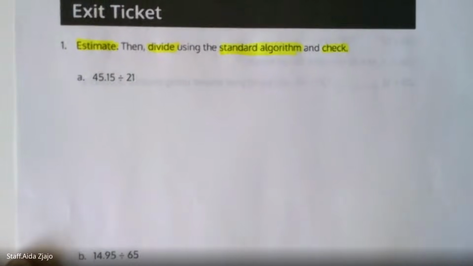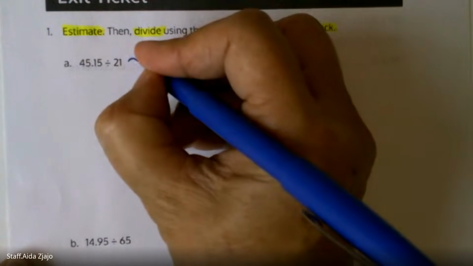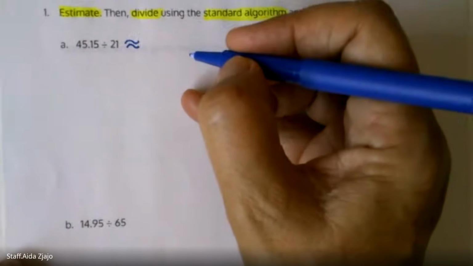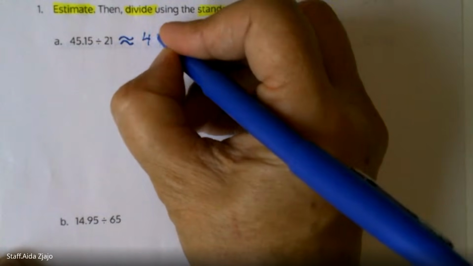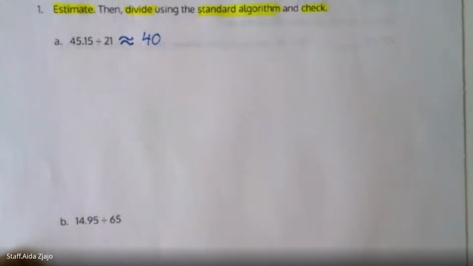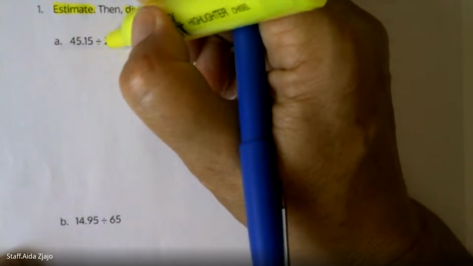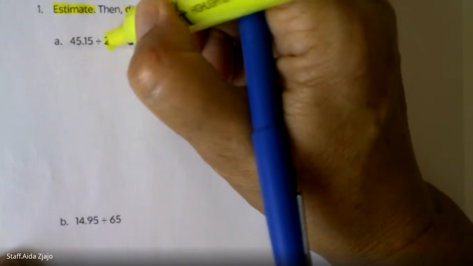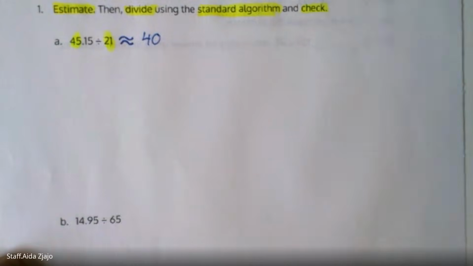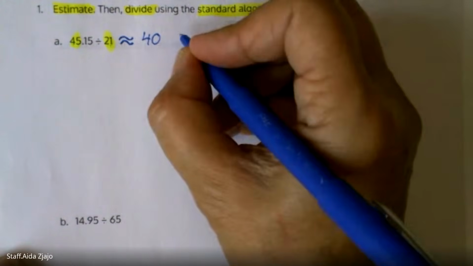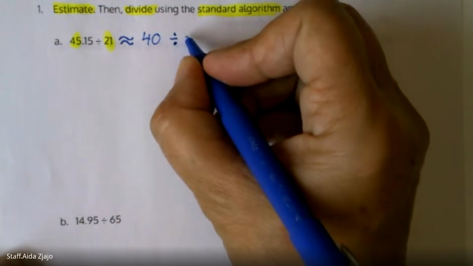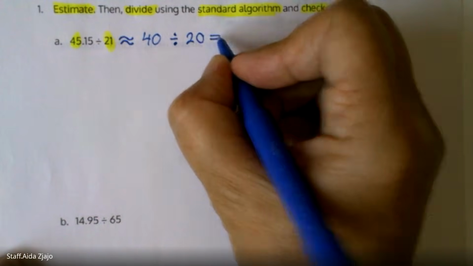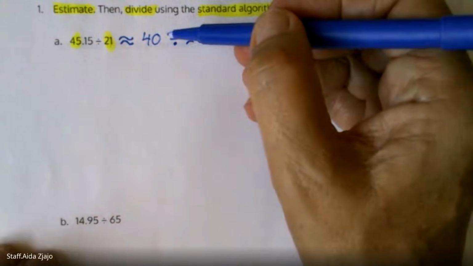Okay. The first, if I do estimate, I can pretend that this is 40. For example, this is 45, but I'll see this. If this is 20, I'm looking for compatible numbers so it's easy to estimate. So I'm thinking this could be 40 and then divided into 20. So how many 20s are in 40?